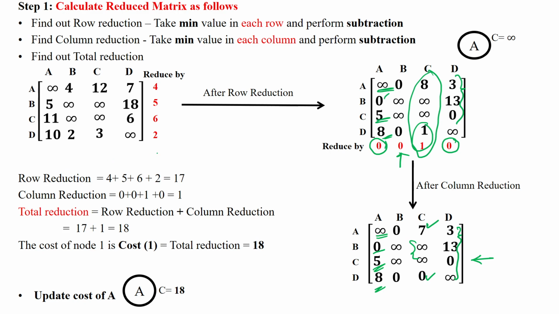From the row reduction we got a total value of 2 plus 6 is 8, plus 5 is 13, 13 plus 4 is 17. So by row reduction we got the cost 17. By column reduction we got the value 1, right? So 17 plus 1 is now 18. So the total reduction by applying the row reduction and column reduction is 18.